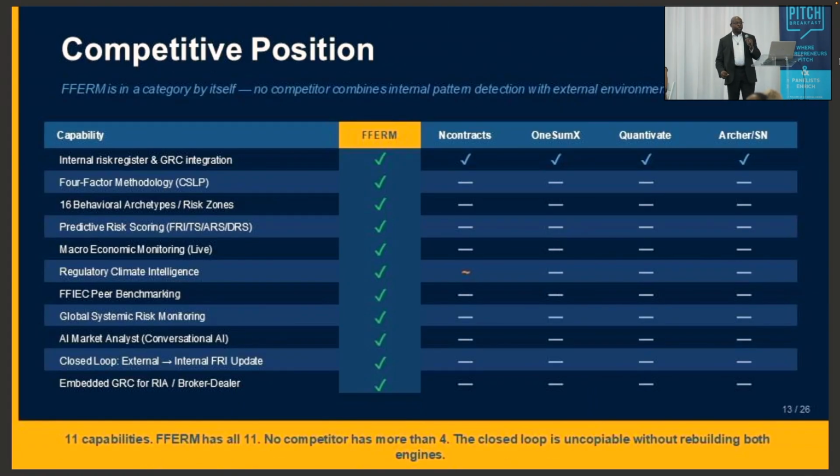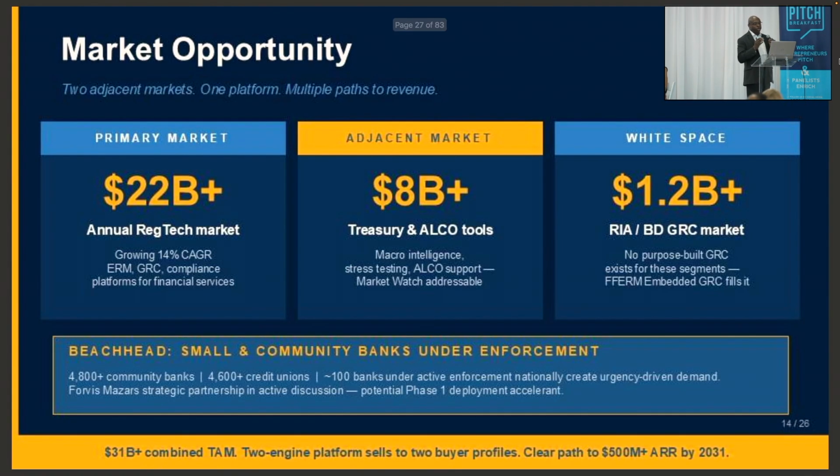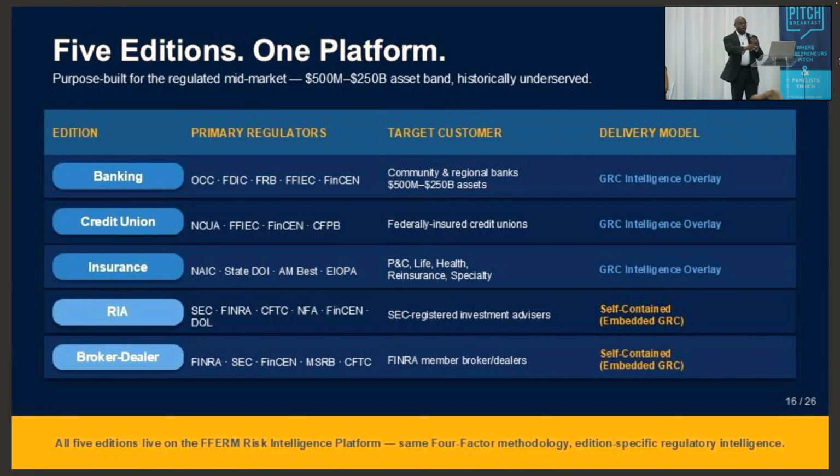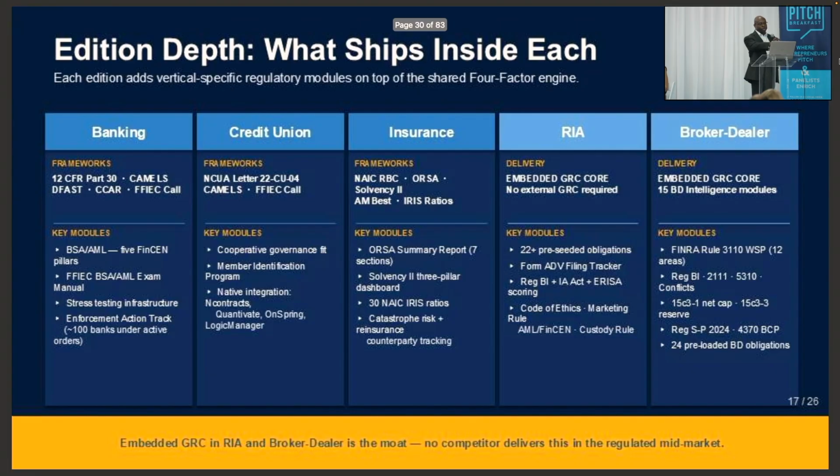And the market that we're focused on is the RegTech market. That's the primary market, our secondary market is going to be Treasury and ALCO, and our third market is going to be focused on GRC internal to RIA and broker-dealer systems. And the 5 editions that I spoke of earlier are here, and those are the particular issues that we identify within each of these different areas and the solutions that we look at in resolving those errors within the different modules.